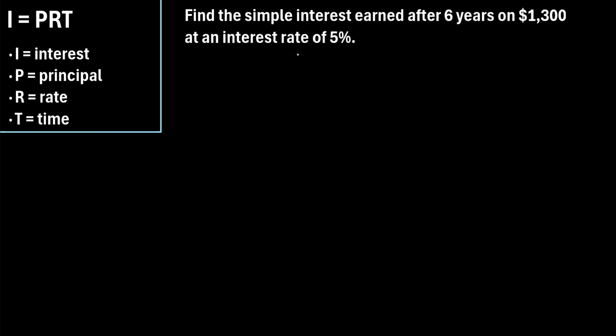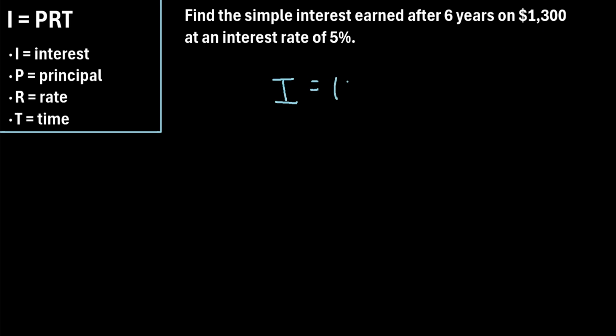All right, this example says find the simple interest earned after 6 years on $1,300 at an interest rate of 5%. So we want to find the simple interest. So we're going to use this simple interest formula. So what we can say is I, the interest, is equal to P, that's the principal, that's the starting amount of money, which we can see is $1,300.